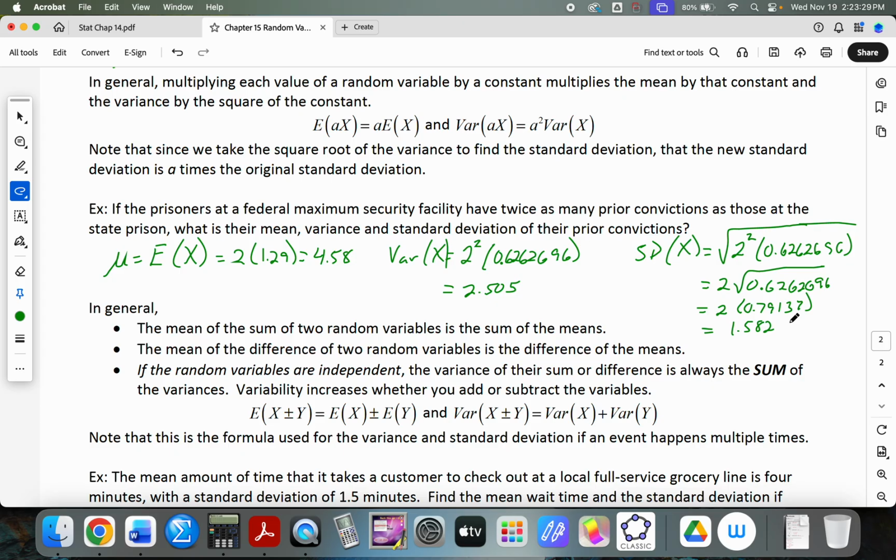Where did I get that number from? It should be 2.58. I apologize. It's okay.